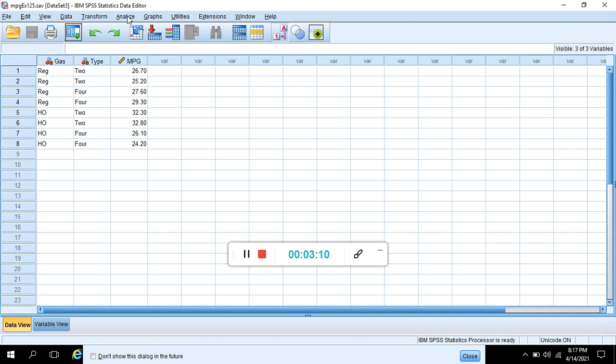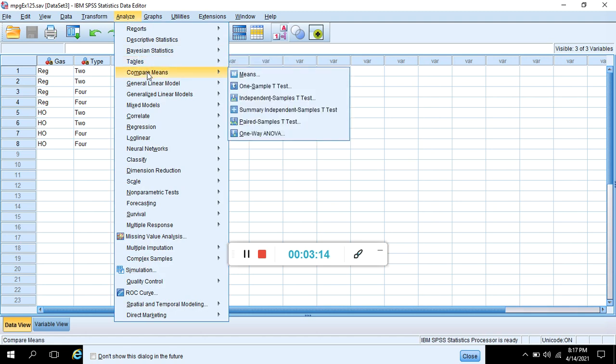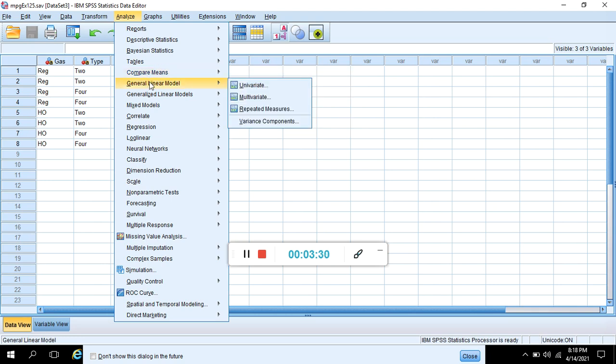So initially you're going to go to Analyze and look for where to do this. Well, it's not under Compare Means. The one-way ANOVA is a direct means comparison test, so it's under Compare Means. The two-way ANOVA and anything higher goes into what we call a general linear model, and this is where we're getting into far more advanced statistics. And the general linear model is what we want to use.